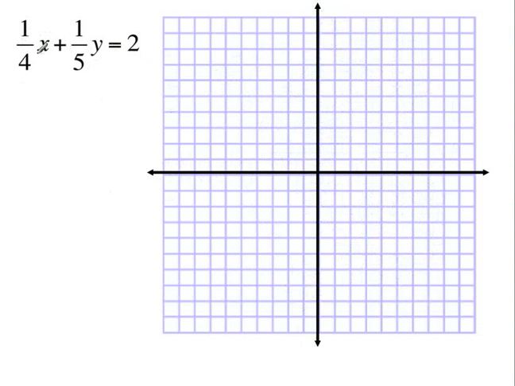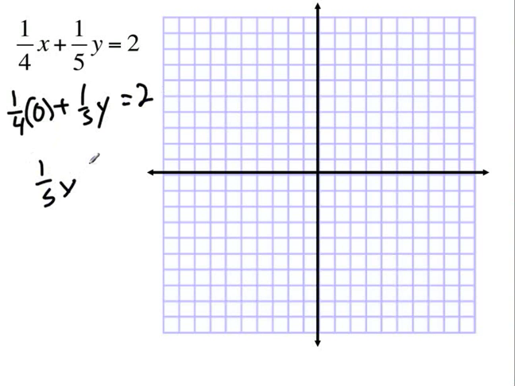So if I set this guy equal to 0, in other words, 1/4 times 0 plus 1/5 y equals 2. Well, 1/4 times 0 is just 0, so I can just get rid of that guy, and you get 1/5 y equals 2. Now, in order to get rid of this guy, we just multiply by the reciprocal. So we get y equals 10.